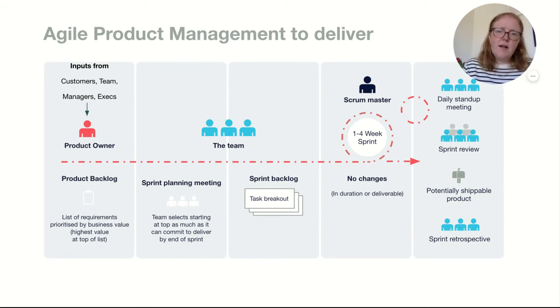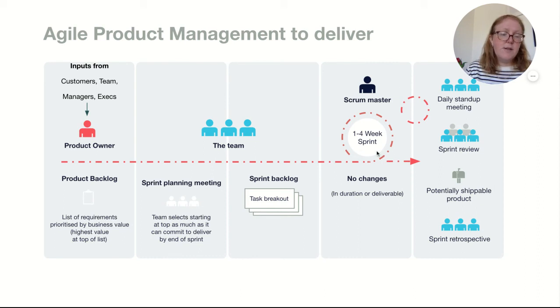A similar slide, in terms of product management in an agile context, has lots of agile words in there that you probably recognize. This is a very familiar process, where you take your input from customers, the team, and the managers, and then you shape the backlog, which is a list of requirements prioritized depending on the value they add. You spend some time on planning, and you break out the tasks into your backlog.